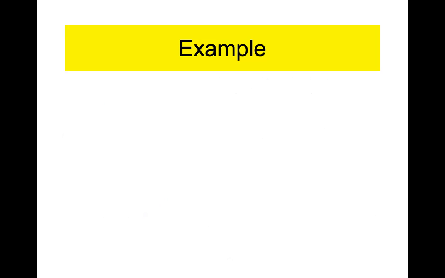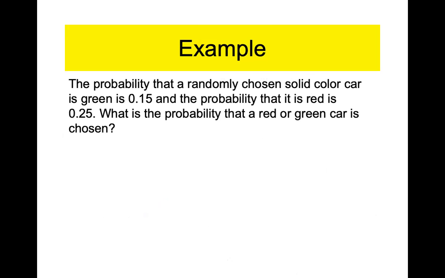I need you to use the formula, mutually exclusive. And here's an example of where you can't count that quickly. There's no picture here. So we've got to use the formula. All right. The probability that a randomly chosen solid color car is green is 15%, 0.15. And the probability that the car is red is 0.25. Solid color car. What's the probability if you choose a car at random, it's red or green?